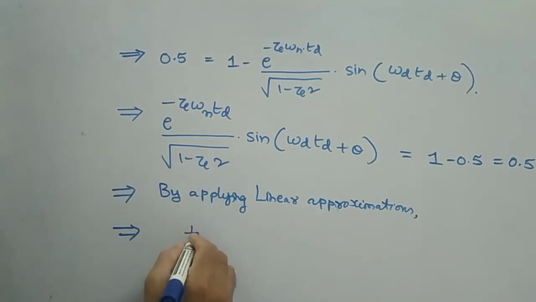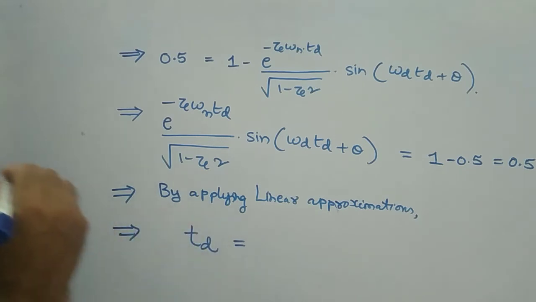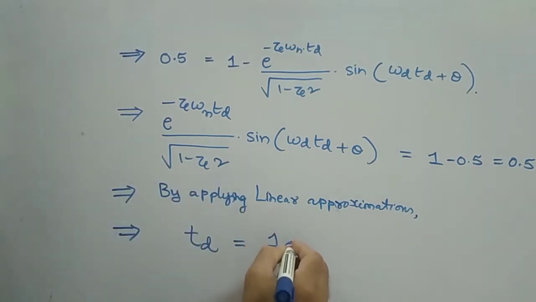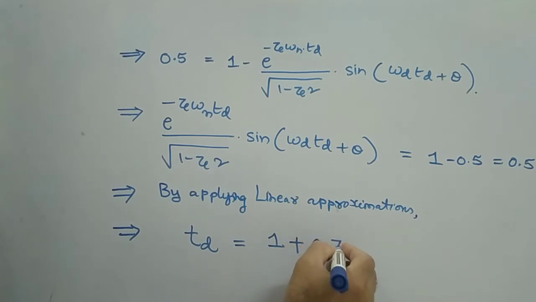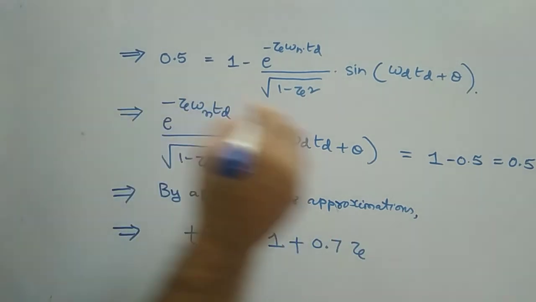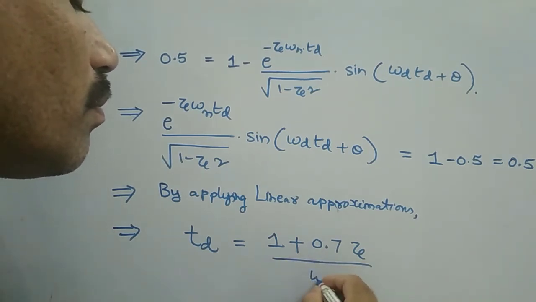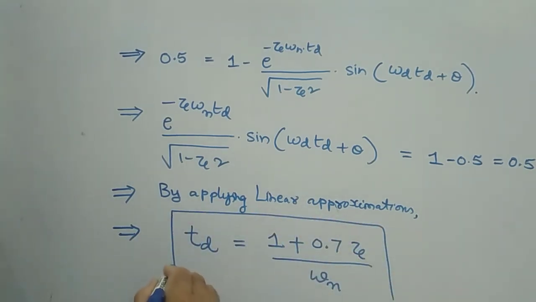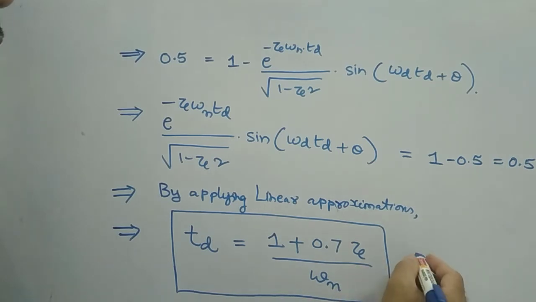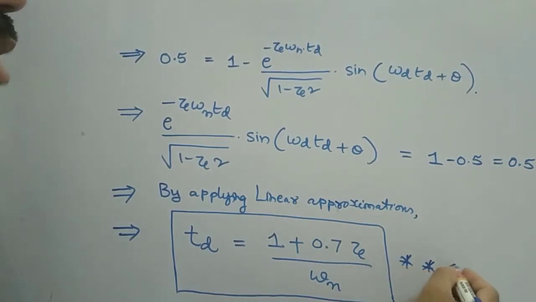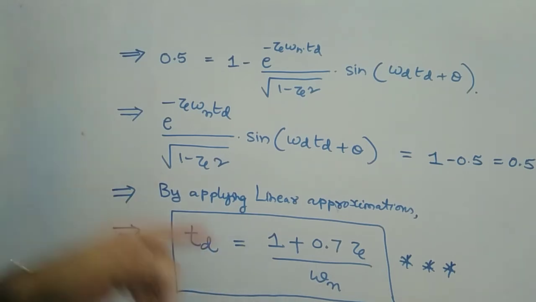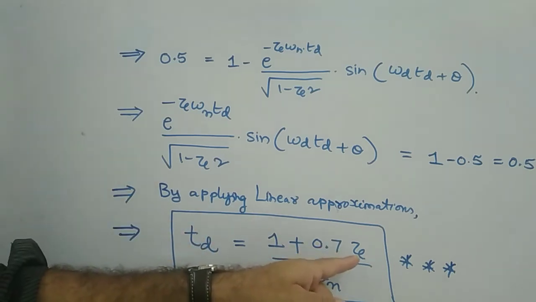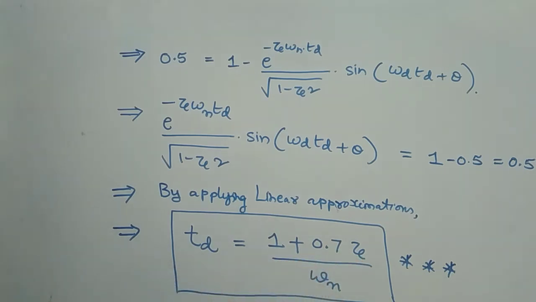What you will have for td, your delay time, will become td equal to 1 plus 0.7 times zeta by omega n. This is your expression. You just remember this formula only. This is a very, very important formula. Don't worry about the derivation. The derivation part will not be asked in your competitive examinations. You need to remember this value. Td, delay time, is equal to 1 plus 0.7 times zeta, the damping factor, by omega n, the undamped natural frequency.